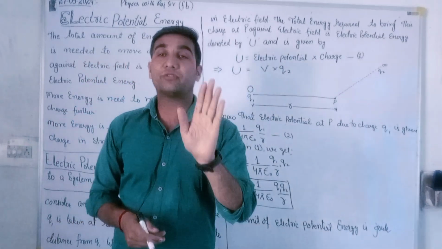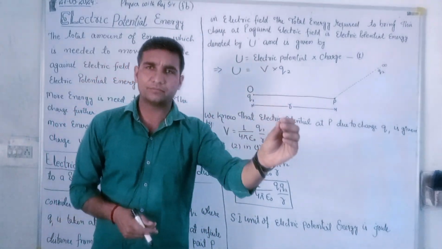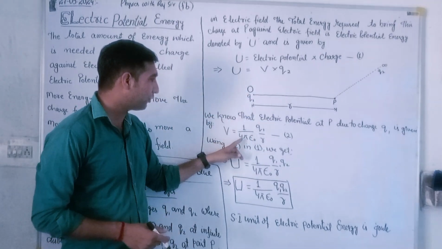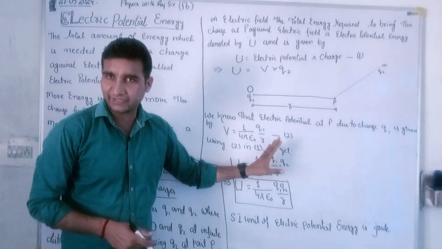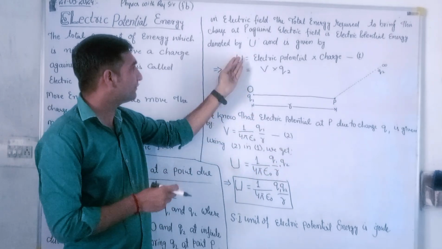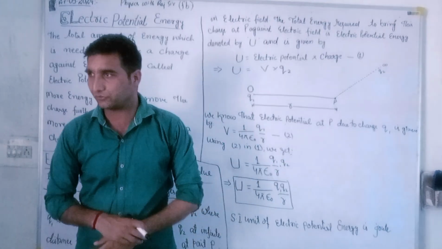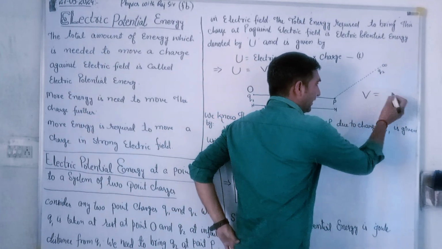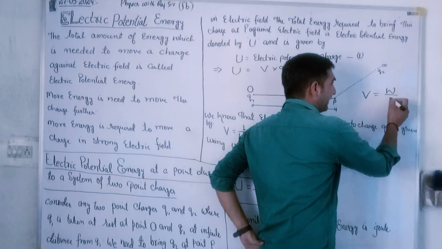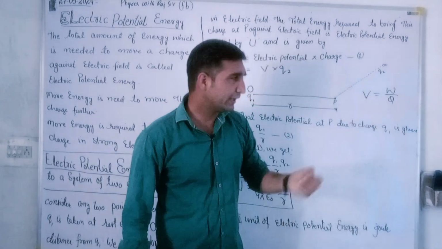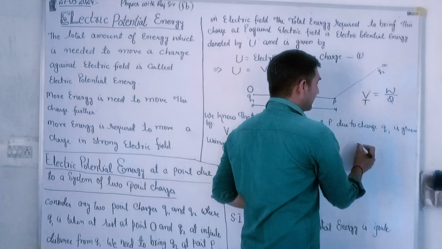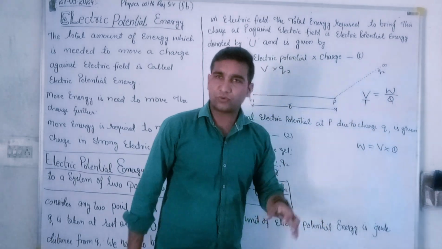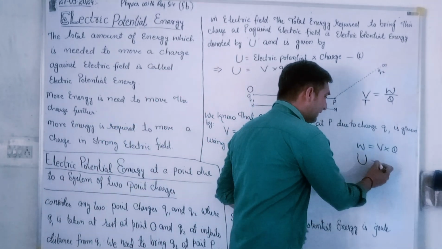We also know the electric potential at a point due to a single charge: it is 1 upon 4 pi epsilon naught, Q upon R. Now, what is potential? Electric potential is the total work done in bringing a charge, W upon Q. If we cross multiply, we get W equal to V into Q. This work is stored in the form of energy, so we can say that it is the electric potential energy.